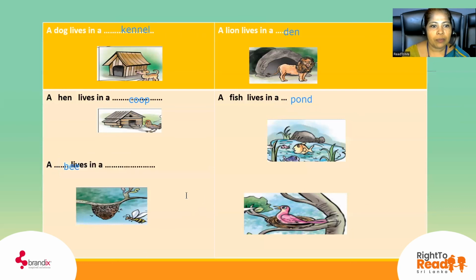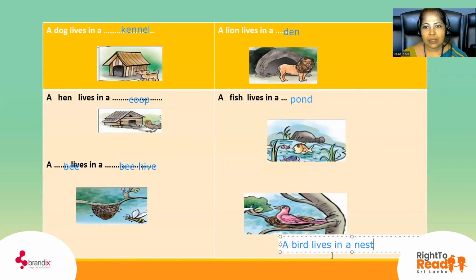What is this? A bee. And what's the next word? A bee. Can you say? B-double-E. Lives in a? How to spell? Bee. Hive. Beehive. And the last one I have not written. You are supposed to write it. How to say? A bird. Complete it. A bird lives in a nest.